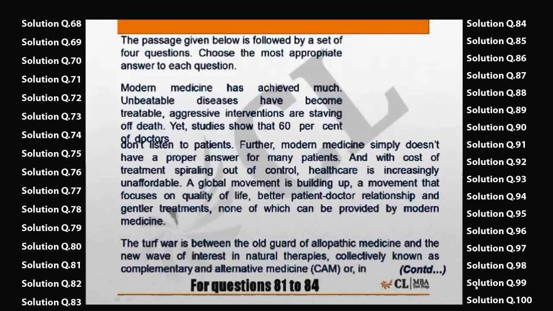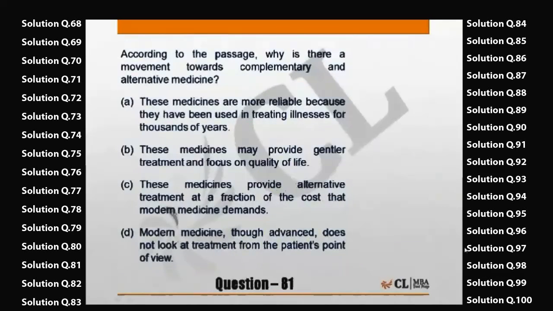And we move on to question number 81, which was the next question. This passage, which had questions number 81 to 84, was about complementary and alternative medicine, CAM, as was mentioned in the passage, and the way that allopathic medicine is more or less on the decline, and how CAM is more reliable than modern medicine. So, is there any indication of that in the passage? This is what question number 81 wanted to know.